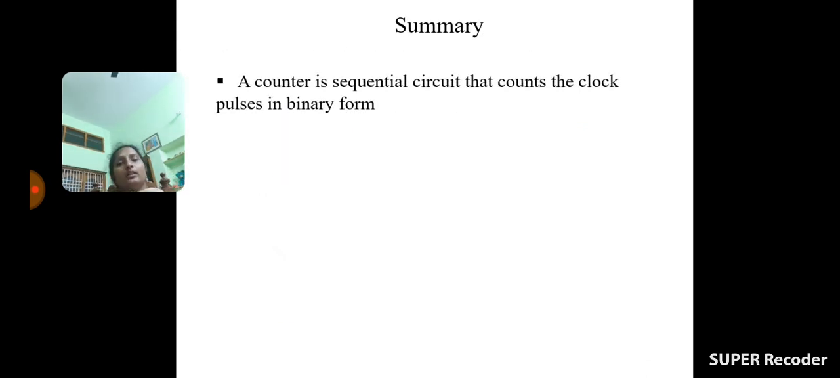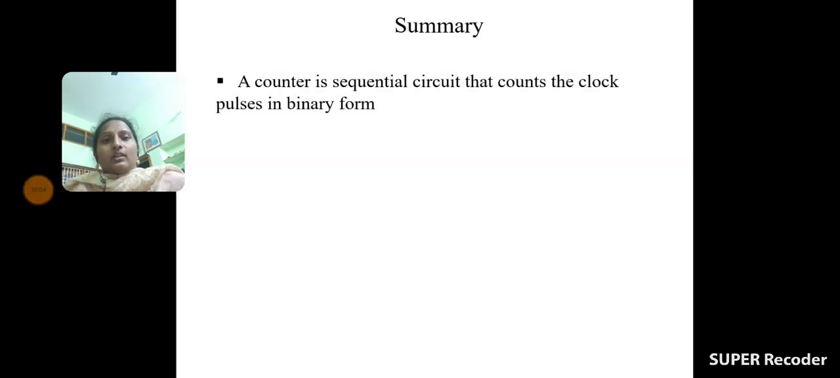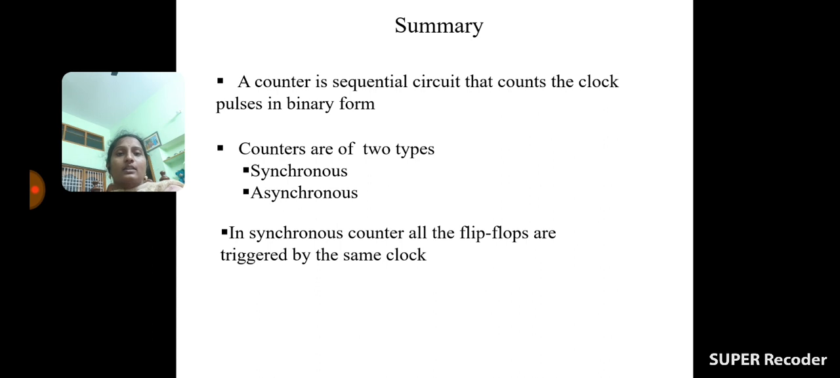And see here the counter, what we discussed in this class: what is meant by counter? The counter is a sequential circuit that counts the pulses in binary form. Which pulses does it count? Binary pulses. And how many types of counters are there? 2 types. What are the 2 types? One is synchronous, the other is asynchronous. In today's class we discussed about what? Asynchronous counter. So now tell me, what is the main difference between asynchronous counter and synchronous counter?